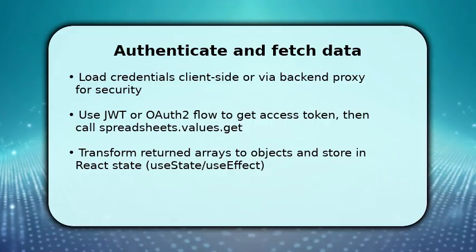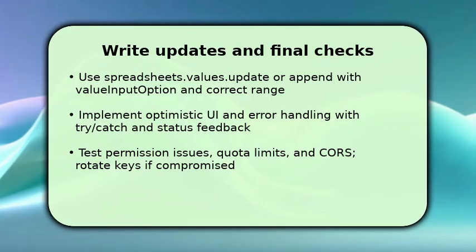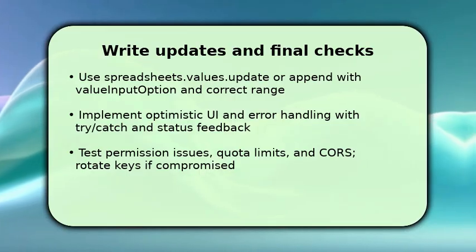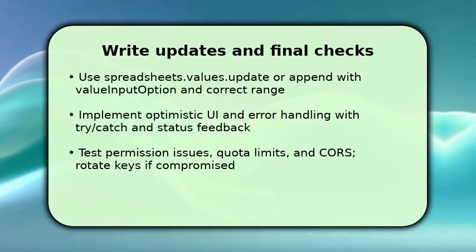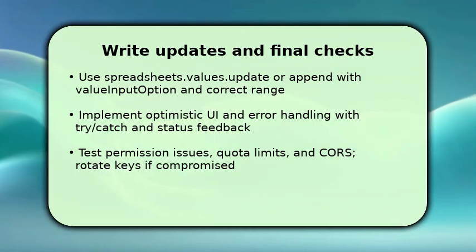Finish by wiring writes and adding robustness. For edits, use spreadsheets.values.update or append and set the value input option to USER_ENTERED or RAW depending on desired parsing. Update your React state optimistically so the UI feels snappy, but wrap API calls in try/catch and revert state on failure while showing error feedback.